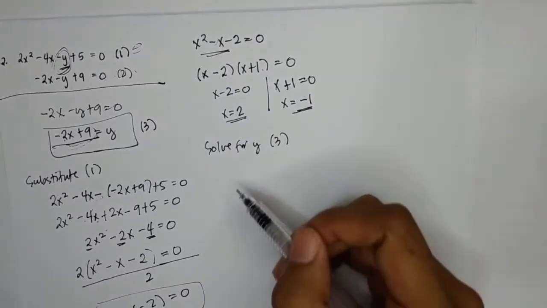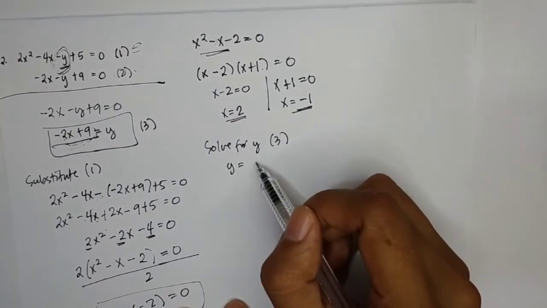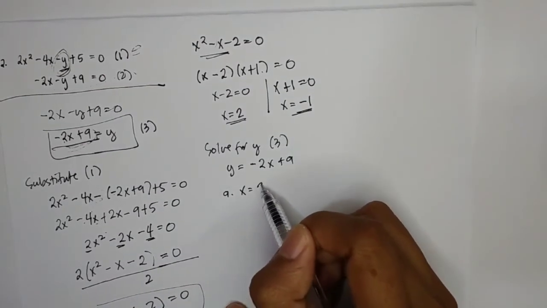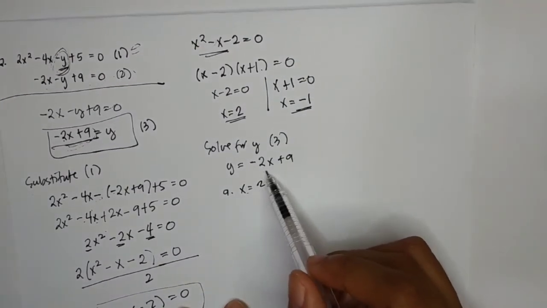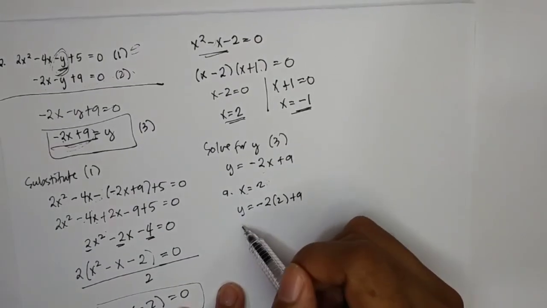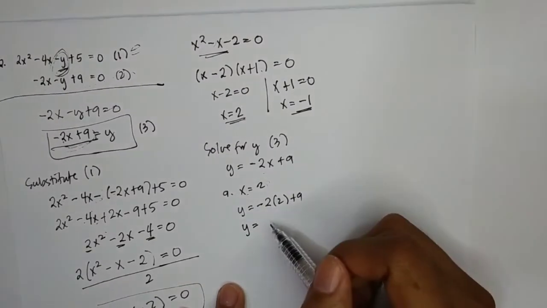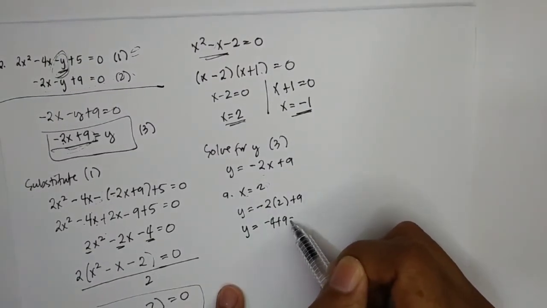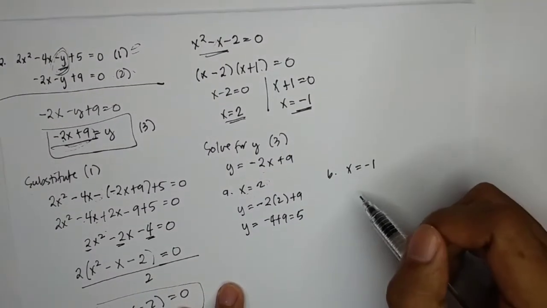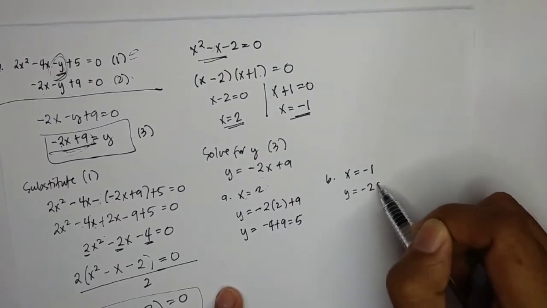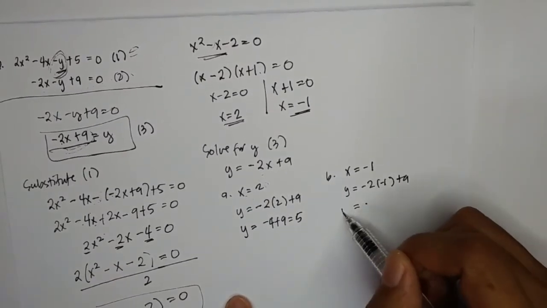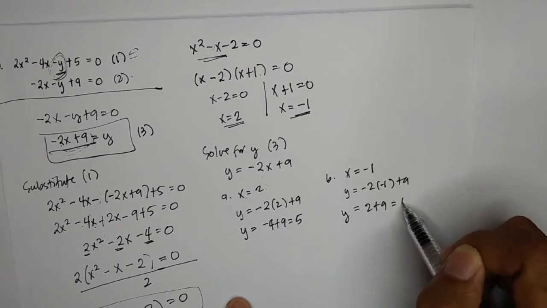So using equation 3. So we have y is equal to negative 2x plus 9. So for A natin, x is equals to 2. We need to substitute this value of x dito sa equation. Y is equals to negative 2 times 2 plus 9. This is y is equals to negative 4 plus 9. This is equal to 5. And yung B naman natin, we have for x is equals to negative 1. That will be y is equals to negative 2 times negative 1 plus 9. This is equals to y is equal to 2 plus 9, that is equals to 11.